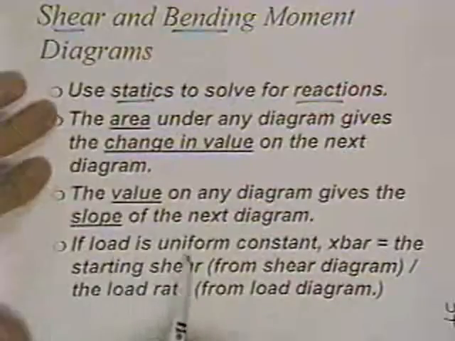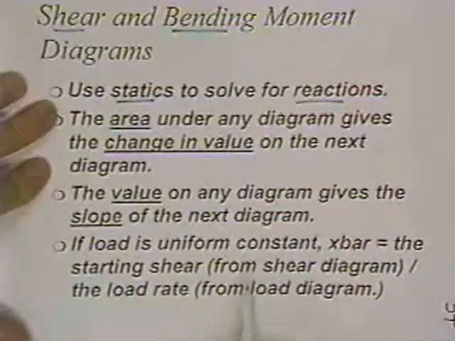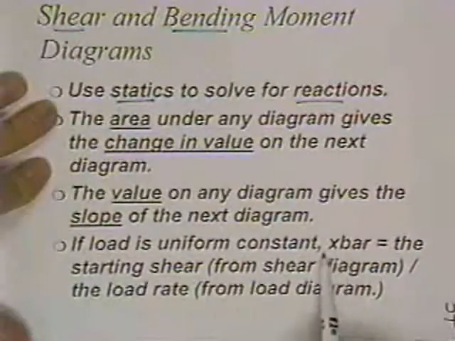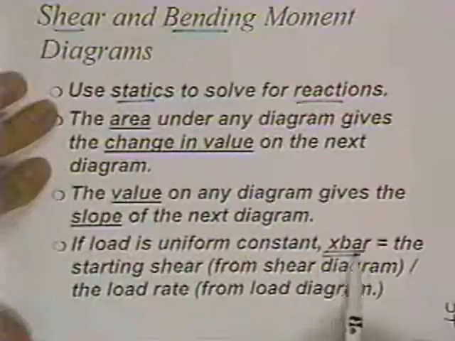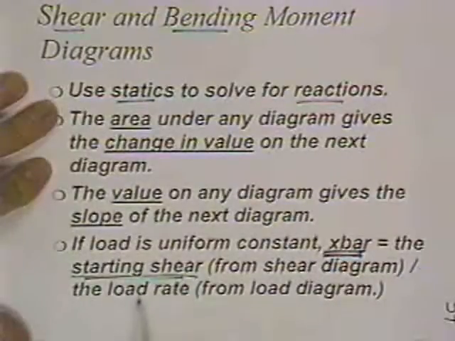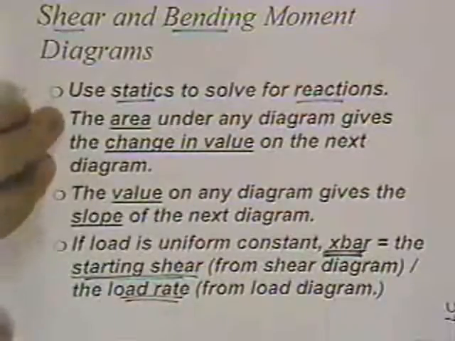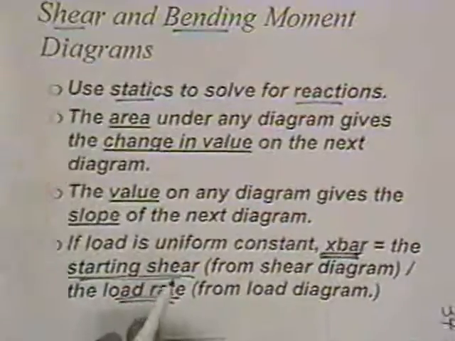Also, if a load is a constant uniform value, then I'll just write this down for right now. We'll get into it in a minute. Where the diagram crosses the x-axis will be found by taking the starting shear and dividing by the load rate. That's also from the calculus. I don't expect you to understand it right now, but just so you'll remember.